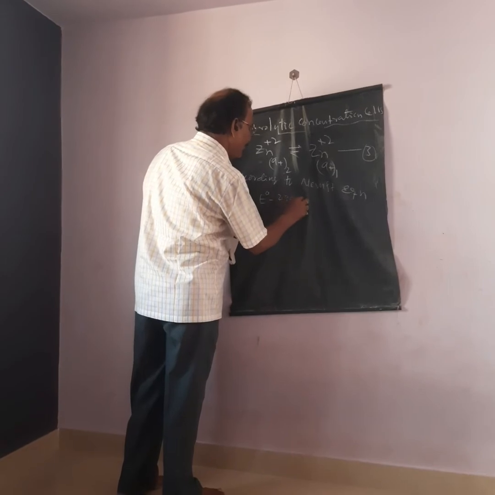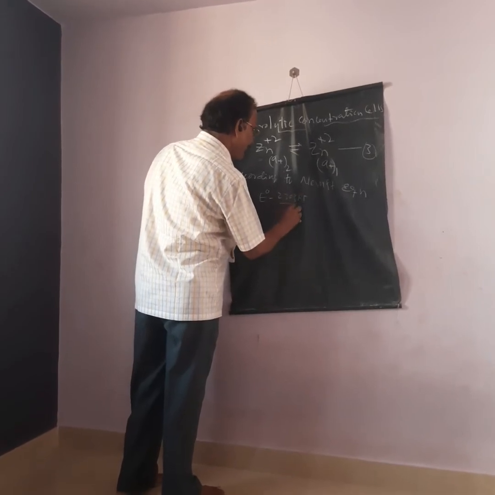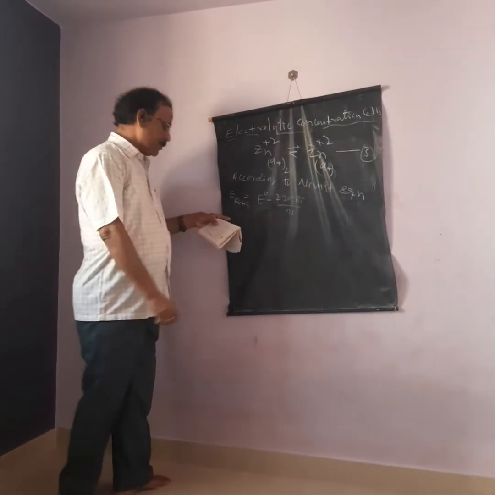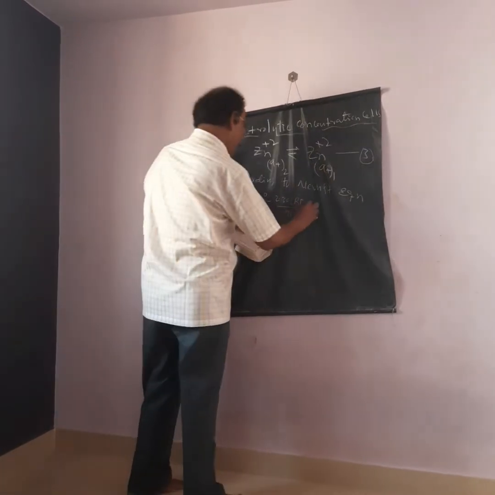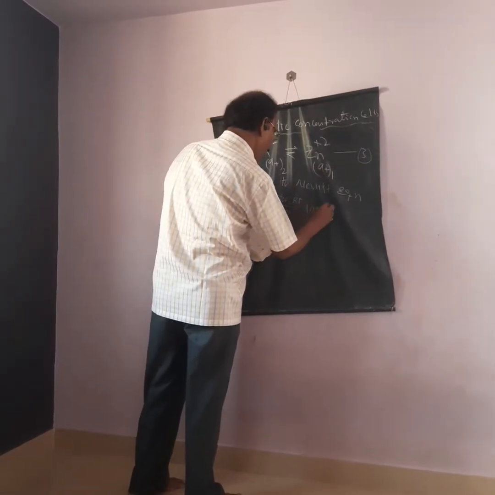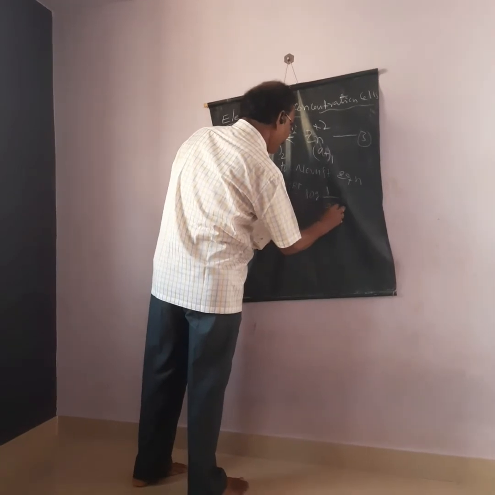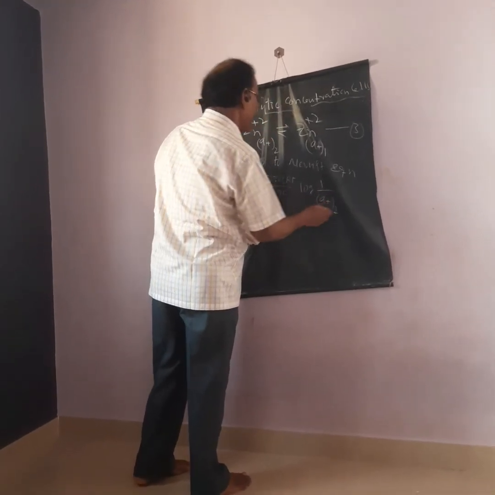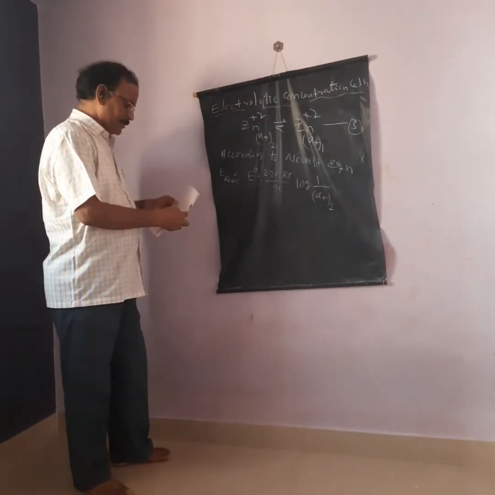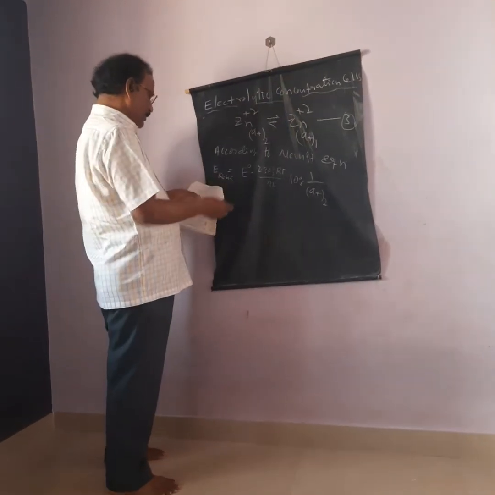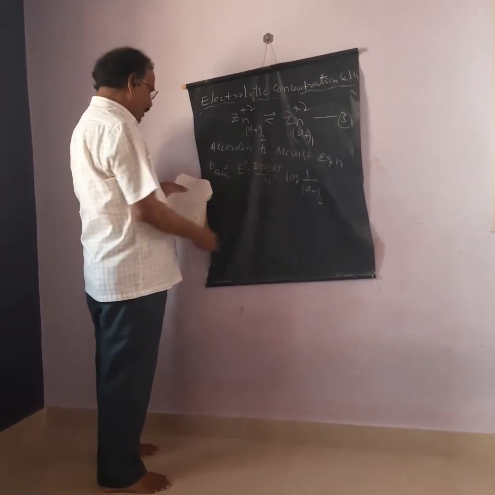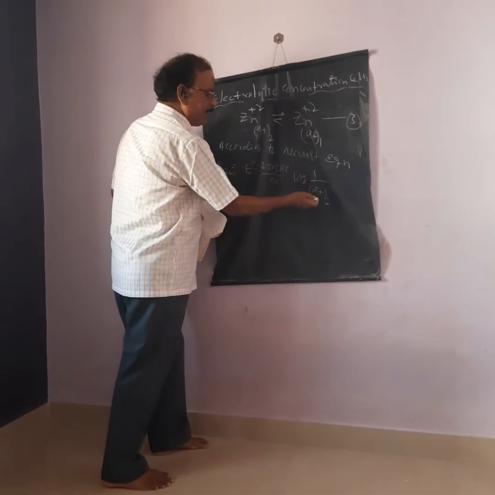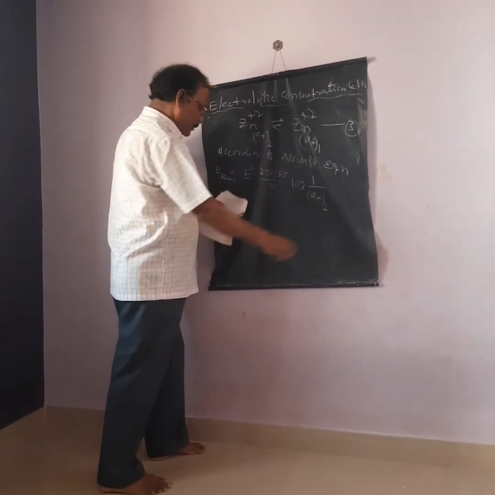2.303 RT divided by nF into the logarithm of 1 over A2+, because I have taken the reduction potential. Reduction potential means the activity of solid Zn divided by the activity of Zn2+, A2+.